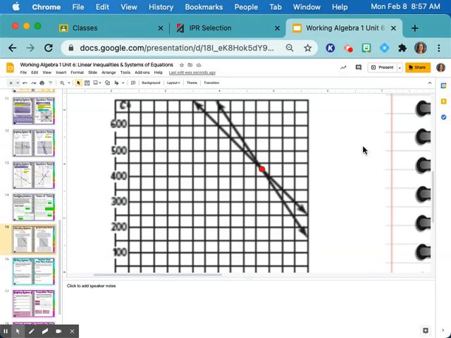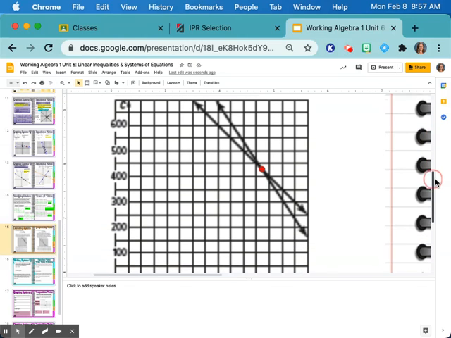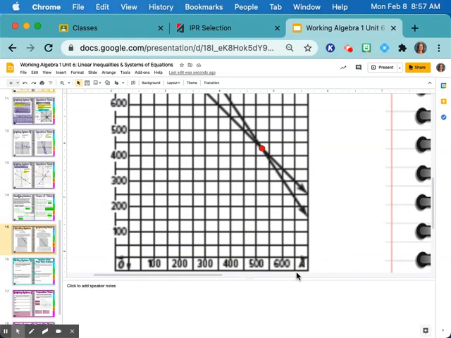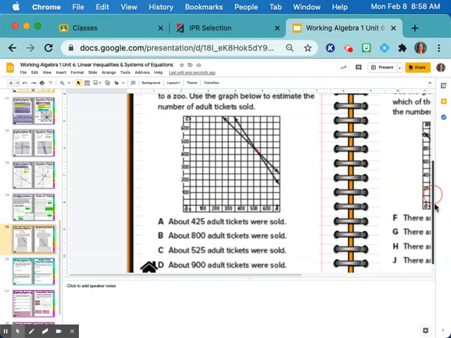So now we need to estimate. What are we estimating? The number of adult tickets sold. So we want to go on the A or the x-axis and follow it up. Where would it be? 525. Maybe 525-ish? Okay, so what are our answer choices? 425, 800, 520, about 25 adult tickets. Okay, so 525 is right on the money. Oh, yeah, okay. Whoop, whoop. All right, so circle that answer.